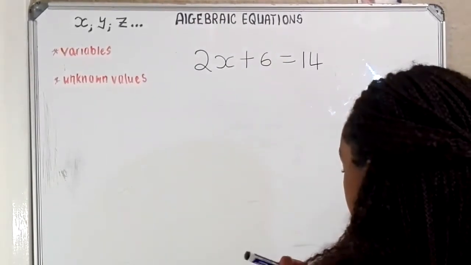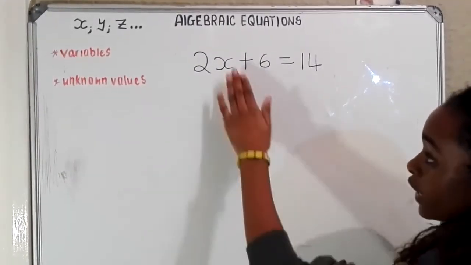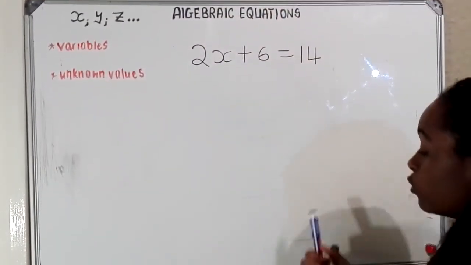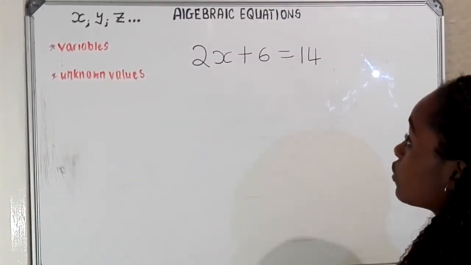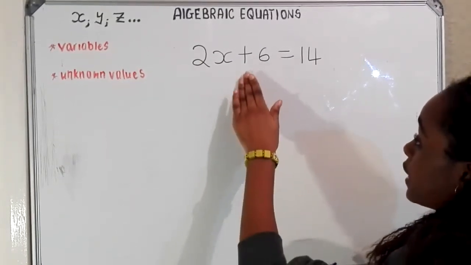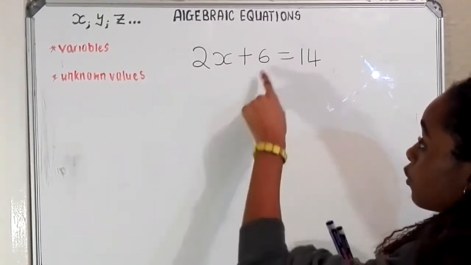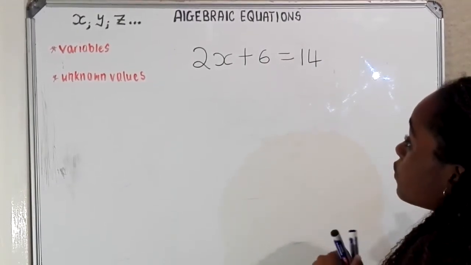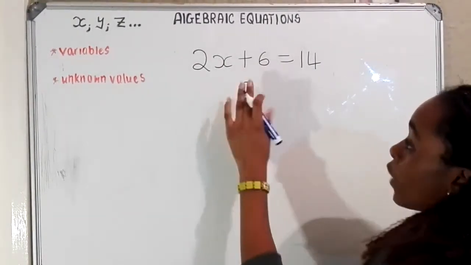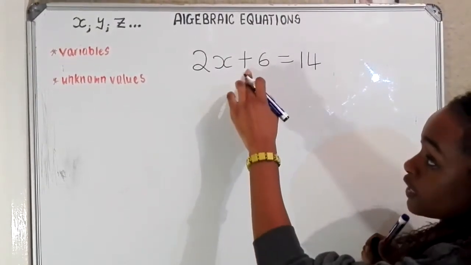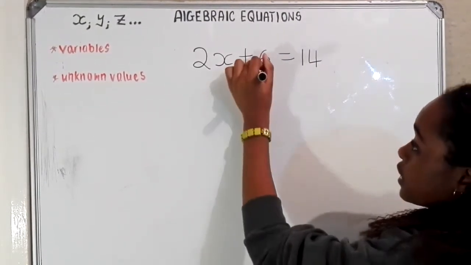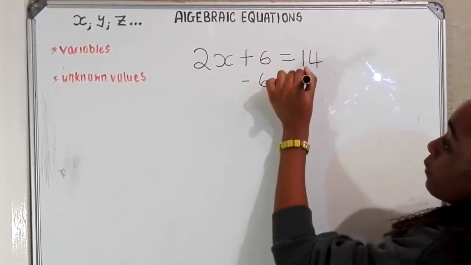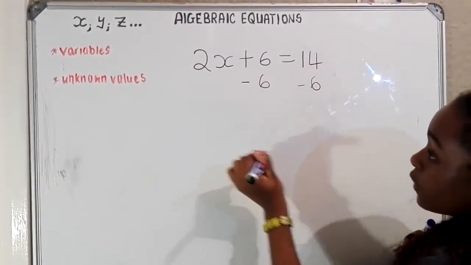Okay? Like in the previous videos, we want x on its own on one side and everything else on the other side. In order for me to do this, I need to make sure that I have eliminated everything else. So I'm going to start with plus 6. So I'm going to minus 6, okay? So why do I minus 6? Because the opposite of plus is minus. So I minus 6. Whatever I do on this side, I must do on this side as well. So I must minus 6 on this side as well, okay?